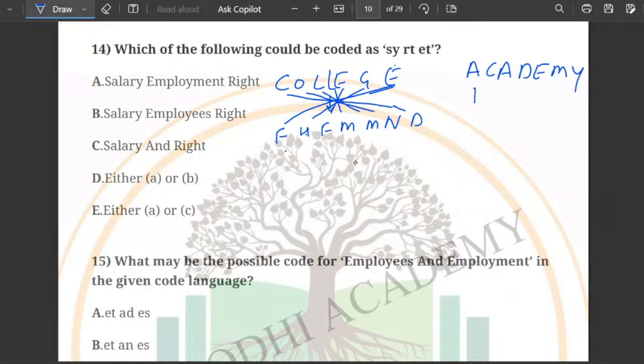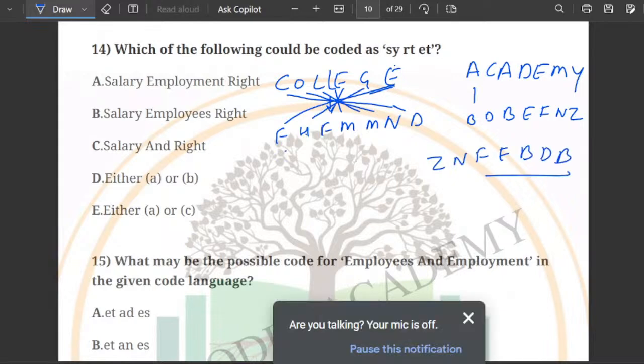Similarly, if you see, answer will be like this. Code of A will be B, next letter, na? C will be D, again B, E, F, N, and Z. Now we have to write in the reverse. So correct answer will be Z, N, F, E, B, D, and B. That will be your exact correct answer.